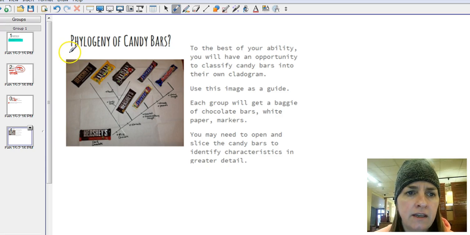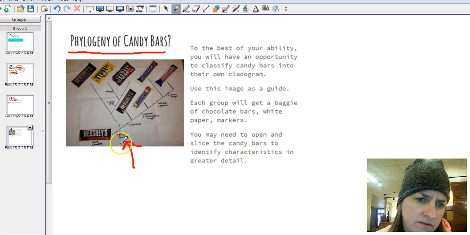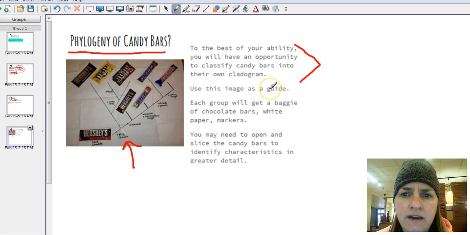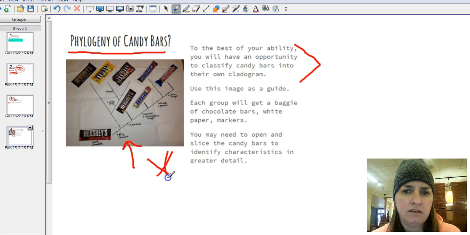What we're going to look at is the phylogeny of candy bars. As you can see in this picture, this group of students organized these candy bars based off of dark chocolate or milk chocolate, and then it branched off into whether it had a candy coating or not. It even includes if it has caramel in it or nuts and so on. So to the best of your ability, you and your lab group will classify the candy bars that you'll get in a little Ziploc bag. You're going to use this image as a guide to do it.